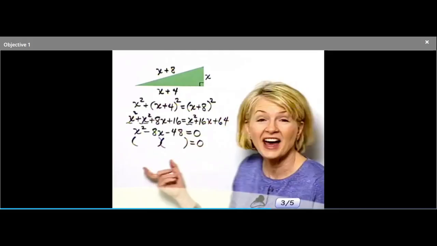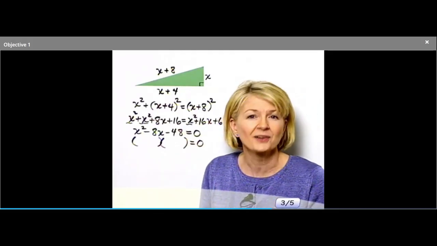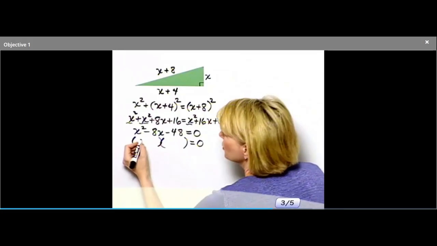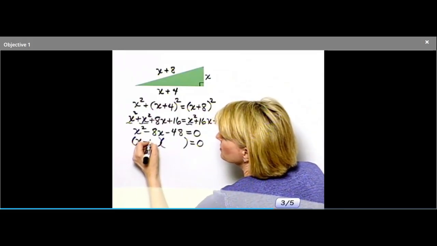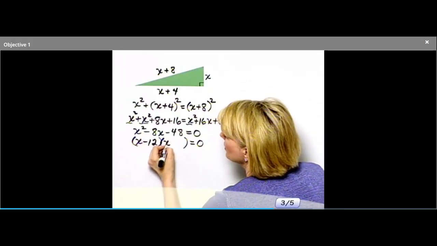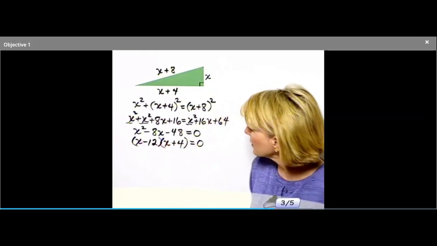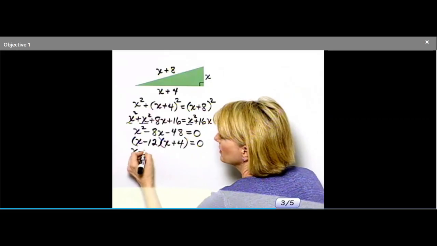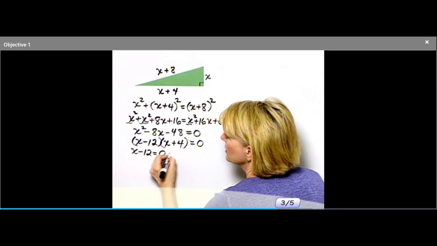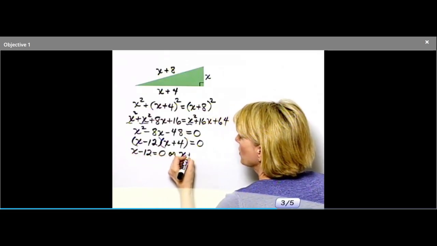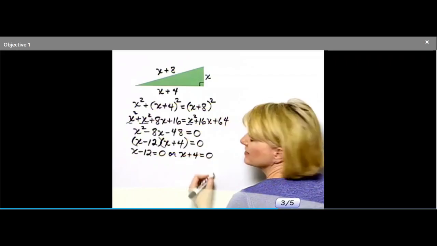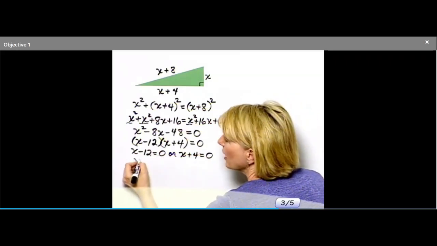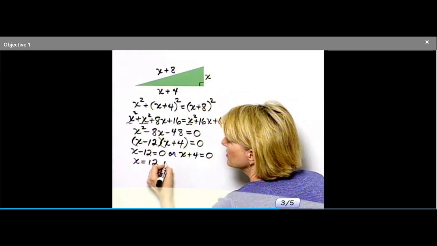I'm going to go ahead and factor this. If you need to take longer, don't worry about that. No problem. But this factors as x minus 12 times x plus 4. We'll set each factor equal to 0. x minus 12 is equal to 0, or x plus 4 is equal to 0. Here, I'll add 12 to both sides.